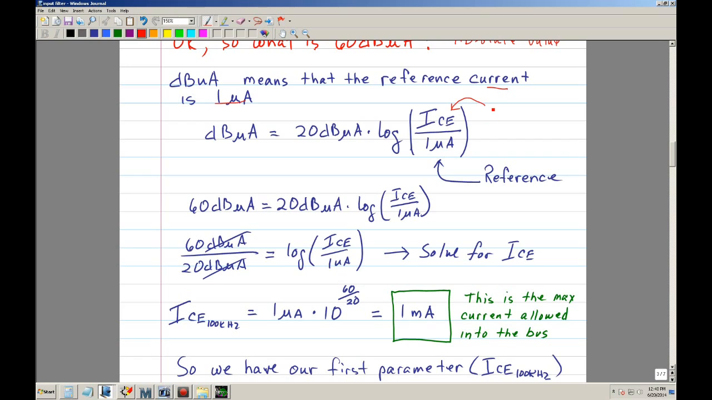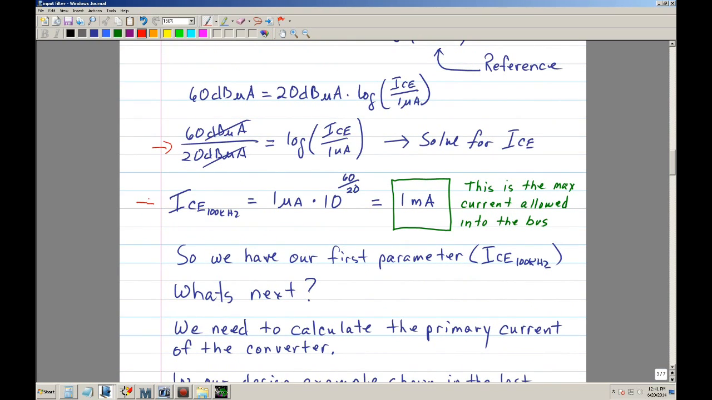So this is the absolute current that you're interested in. If we solve for I_CE, bring this underneath, you end up with this equation, which is the equation that you want to use. This will tell you the maximum absolute current that you're allowed into the bus. In this case it would be 1 microamp times 10 to the 60 divided by 20 power, and I come out with 1 milliamp. So this is the maximum current allowed into the bus.